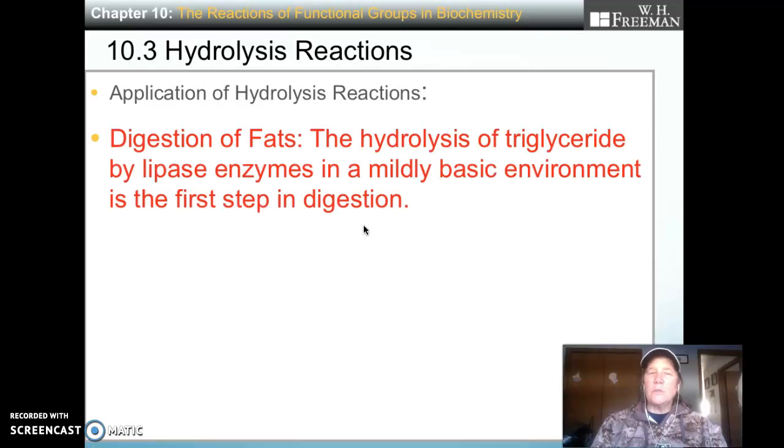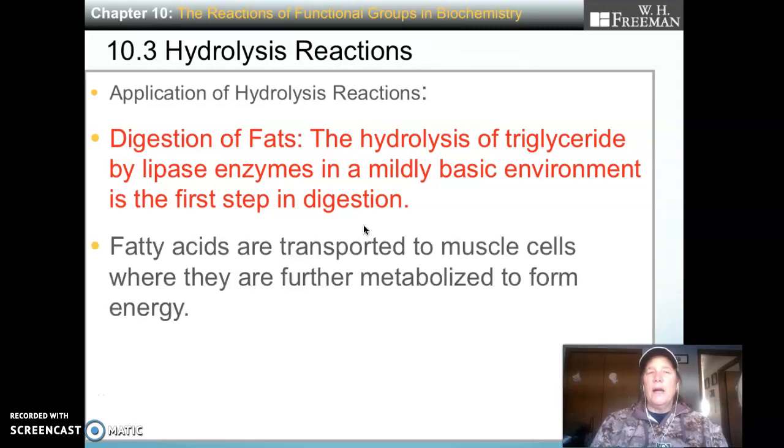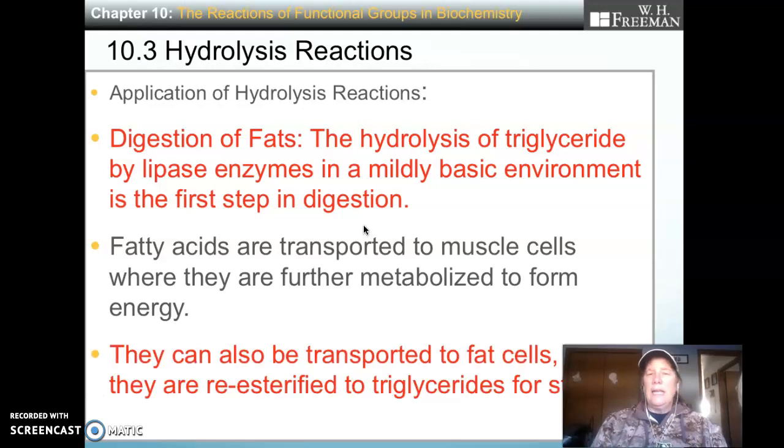Applications of those reactions: we can digest our fats. That's usually done by an enzyme that we have in our body called lipase, and it is the first stage of the first step in digestion. The fatty acids are transported to our muscles, where they're further broken down for more energy. And then we can retransport them, bring them back, and use them to store the fats and so on. Well, I can tell you I'm pretty good at storing fat. I got plenty. So a hydrolysis reaction is basically breaking down the fats, transporting them to where they need to be used, and then using them in the muscles.